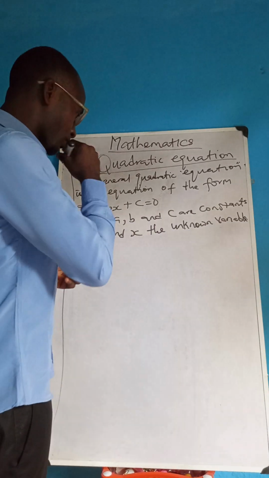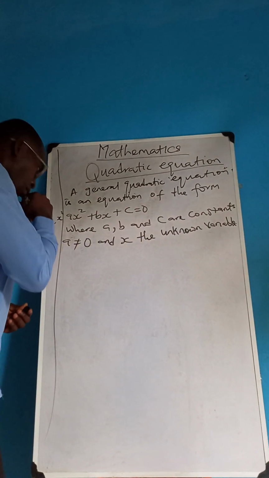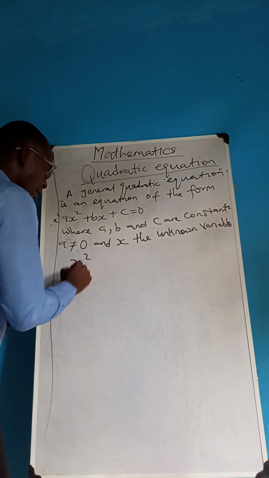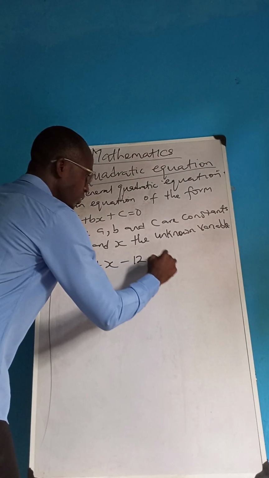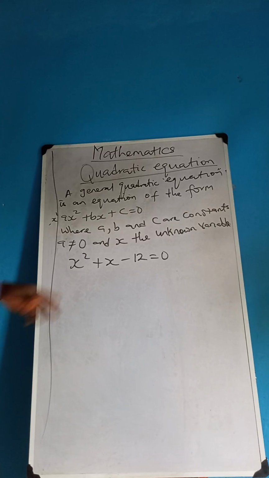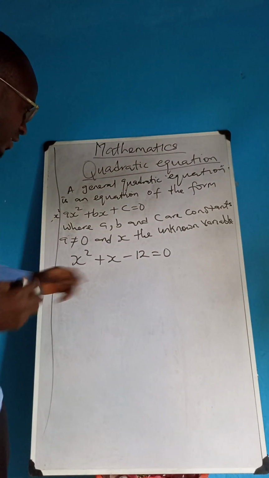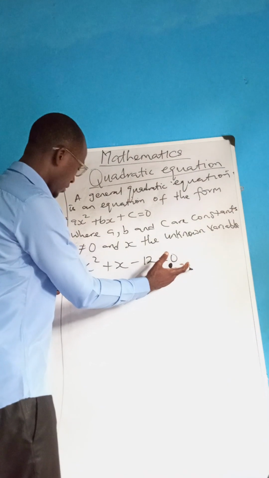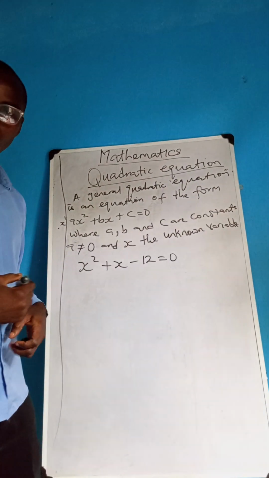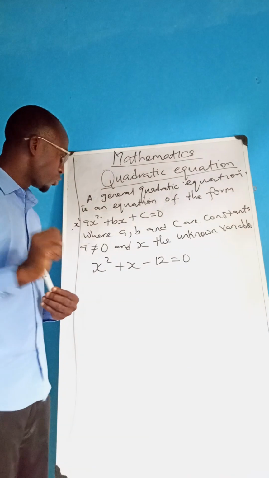So let's take a look at this question. x squared plus x minus 12 equals 0. Now look at this question. This is a quadratic equation question. We are going to be solving this. Let's go. When you see a question like this, how do we solve this question? We'll break it down little by little.